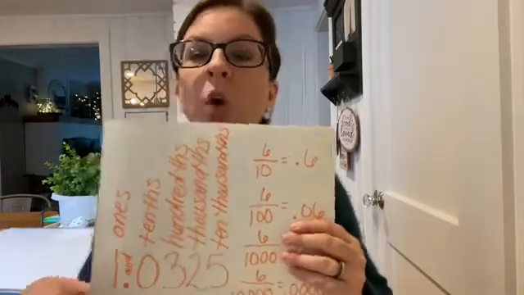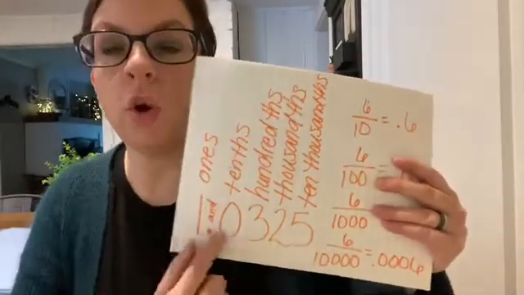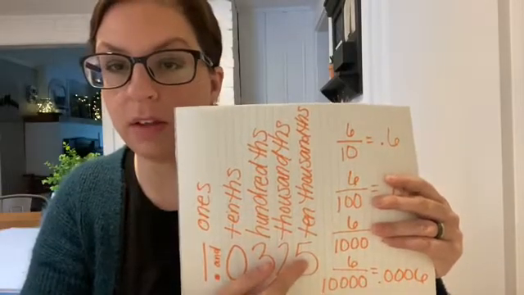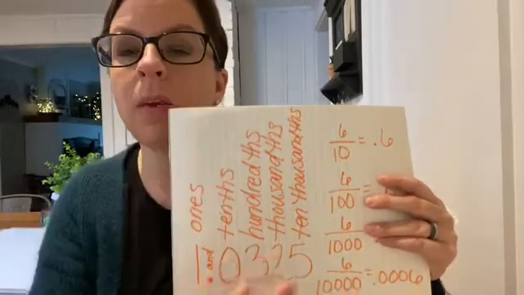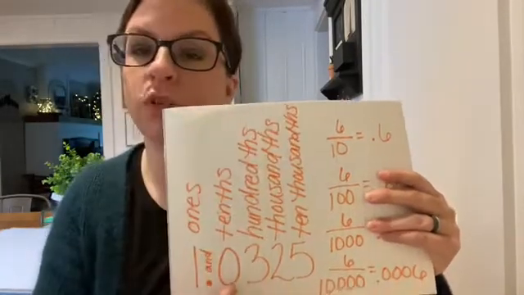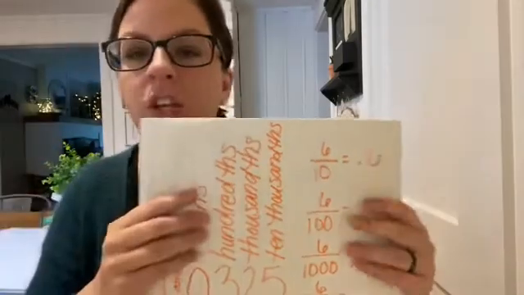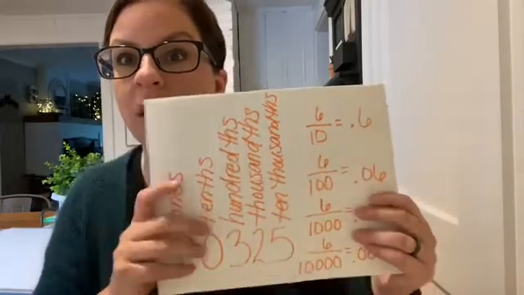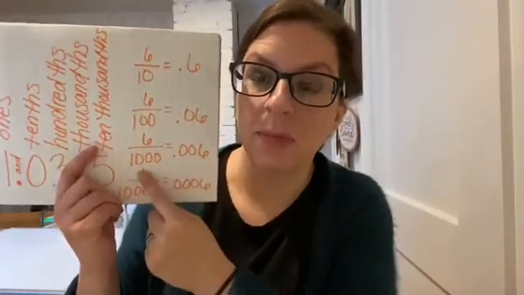Whenever you're writing a fraction, or whenever you're reading a decimal, you're going to say the name of the last decimal place. That's why I said this was read 325 10,000ths. You'll read this like a regular number and then say the last decimal place. So 6/100ths, because it's in the hundredths decimal place. Look at this. The numerator stays the same, but the bottom is different.